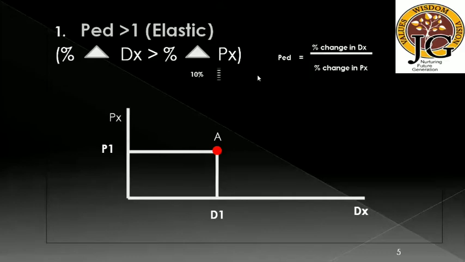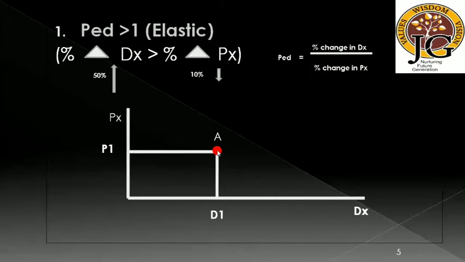For example, if the price of the product decreases by 10% and as a result the demand rises by 50%, we will say that the price elasticity of demand is 50 upon 10, which is equal to 5, which is greater than 1. Now the same thing can be shown with the help of a diagram here below.